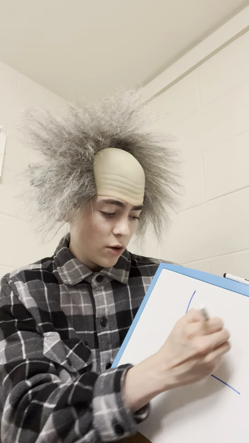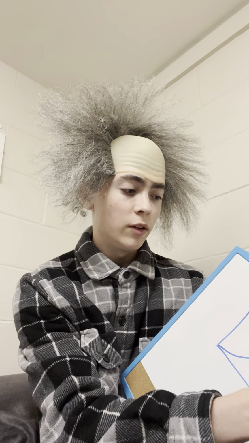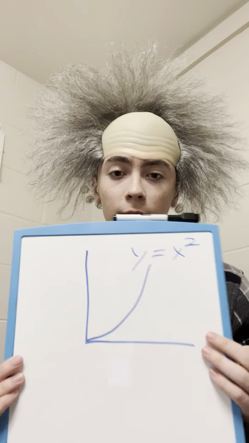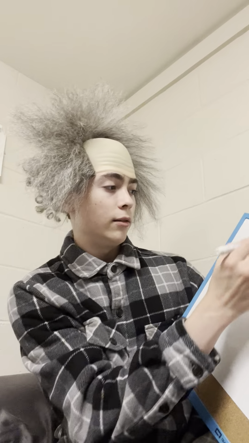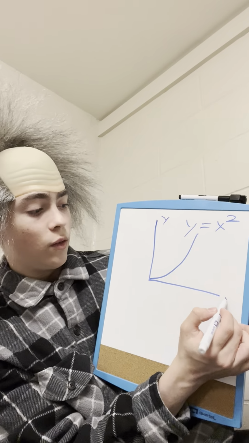Okay, we're going to have a function. Let's start with the kind of simple one, like y equals x squared. Now it's important that I express that this is y equals x squared. This would be a rough graph of that, where this is the y-axis and this is the x-axis here.